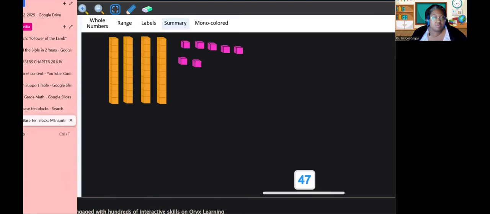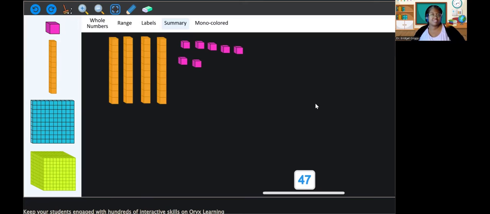So we have 47, but if we go back, we see that he now has 29 marbles left. So what we could do is take away 29 from this 47, and then whatever is left will answer our question. Well, if we look at this, let me get my pen. So what we're having to do is the same as 47 minus 29.